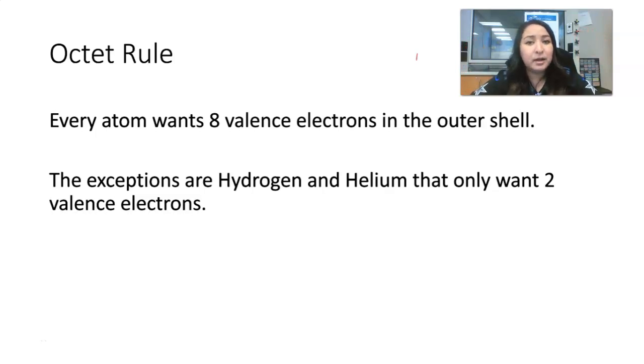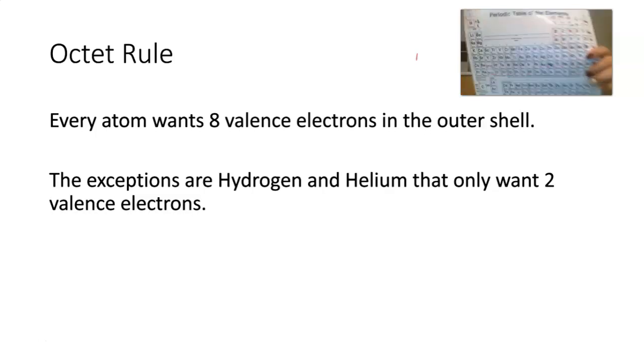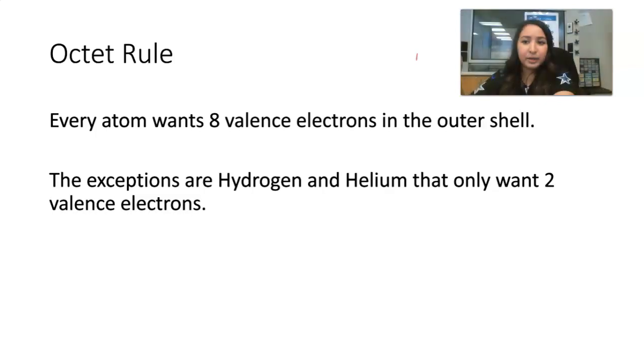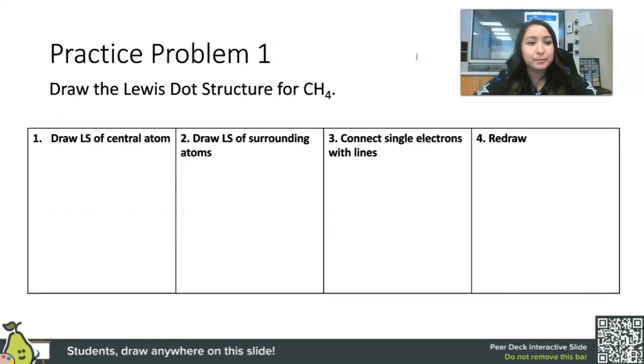So all atoms in the periodic table want to have 8, with the exception of 2 of them. There's 2 that do not want 8. The exception is hydrogen and helium. If you look at the periodic table, hydrogen and helium are on the first energy level. So they only fill up the first ring. And the first ring of an atom can only hold 2 electrons. That's why they only want 2.